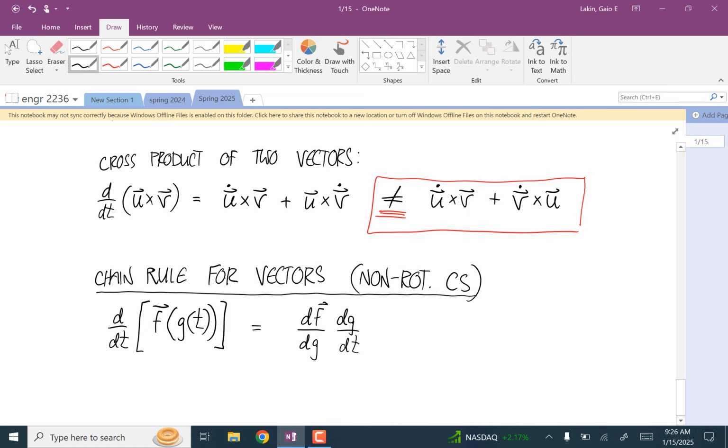So this is an injective function? What? Is this an injective function? I don't know. I don't remember what that means. So you can think of this as f dot. No, you can't. You can think of this as df dg times g dot.